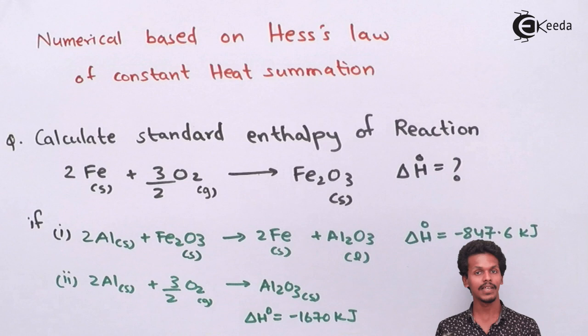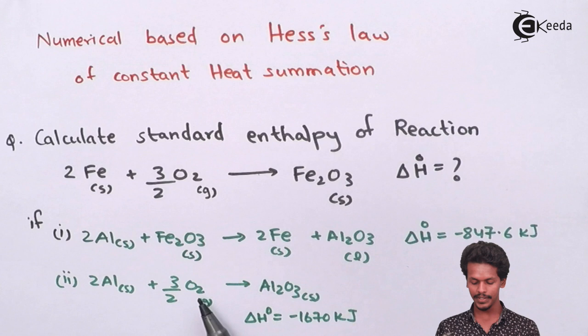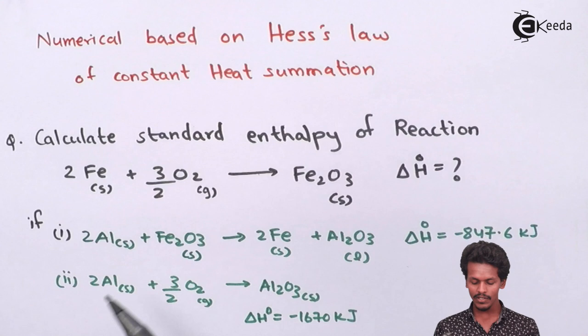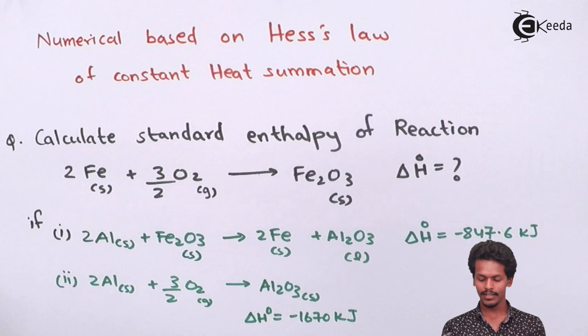-847.6 kilojoule, while another reaction is also mentioned to us where 2 times aluminium is reacted with oxygen so as to form Al2O3, giving a change in enthalpy of -1670 kilojoule. So based on these 2 reactions, as well as their heat of reaction, or the change in enthalpy at standard states, we could calculate the value of the standard enthalpy of this reaction.